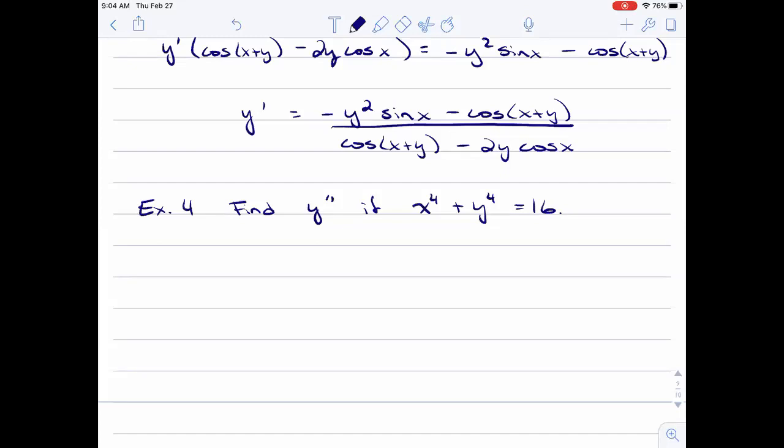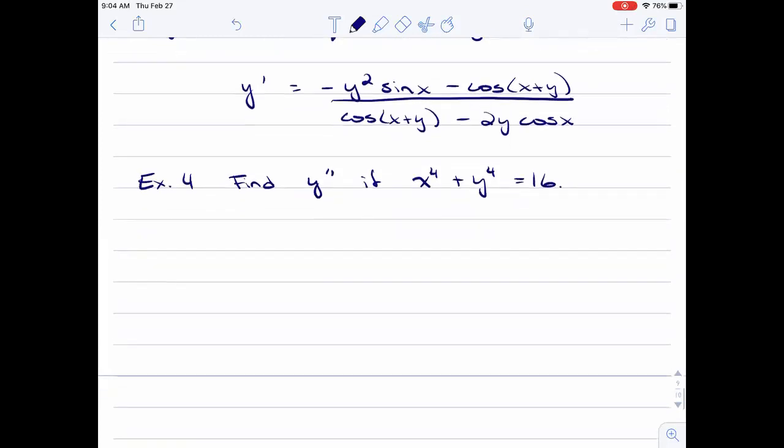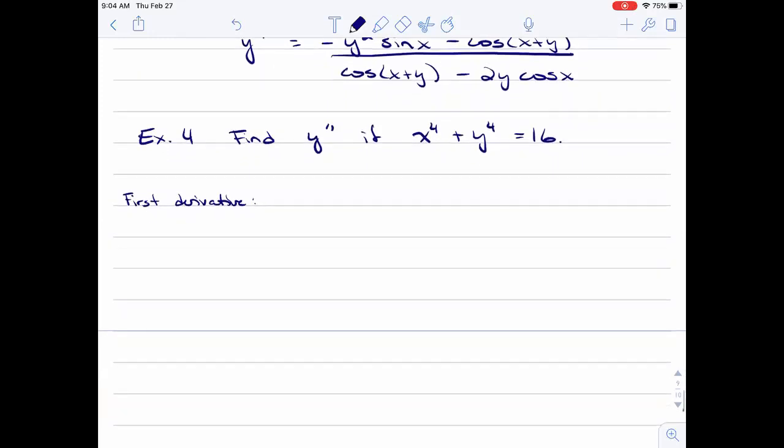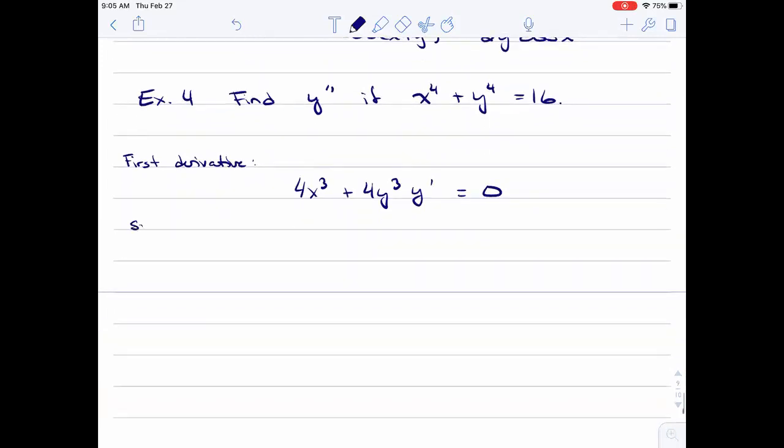So if we start with the first derivative, just making little notes here, it would be 4x to the power of 3 plus 4y to the power of 3 times y prime. The derivative of 16 is 0. Solve for y prime.